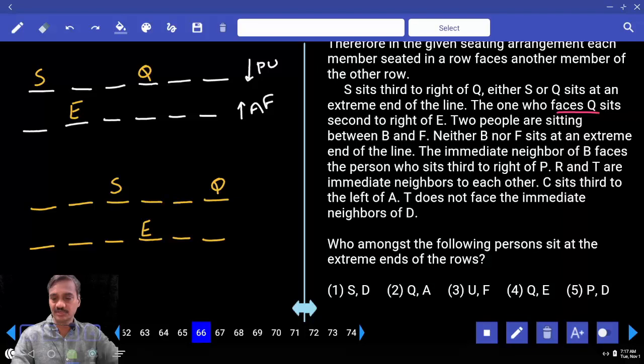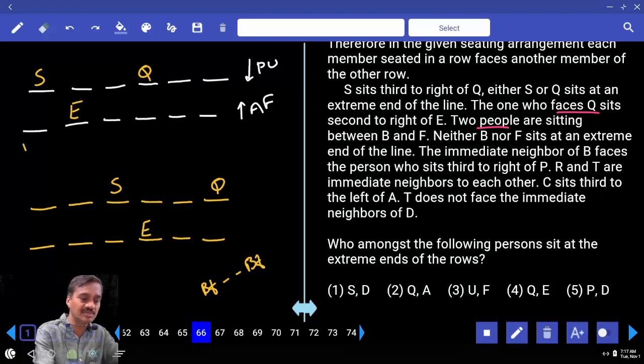And next one, there are 2 people in between B and F. How many people in between B and F? There must be exactly 2 in between B and F. As there are 2 people between B and F, neither B nor F sits at an extreme end of the line. Hence B and F cannot be at this place, isn't it?